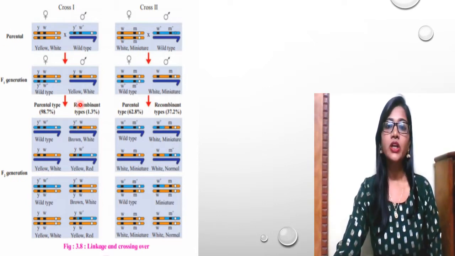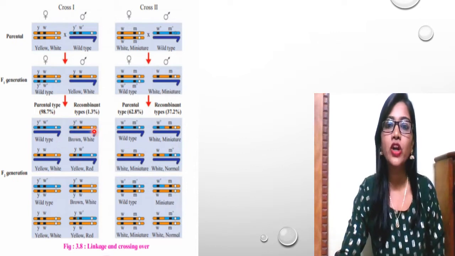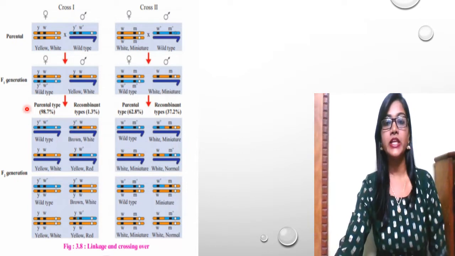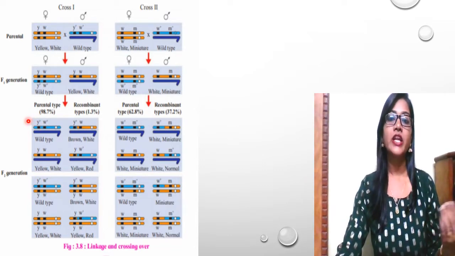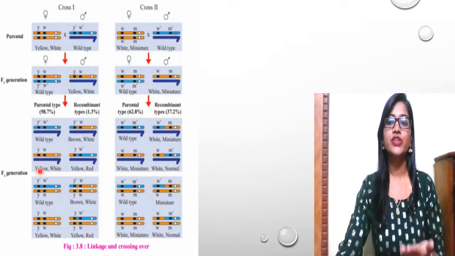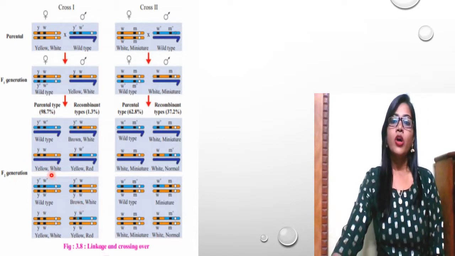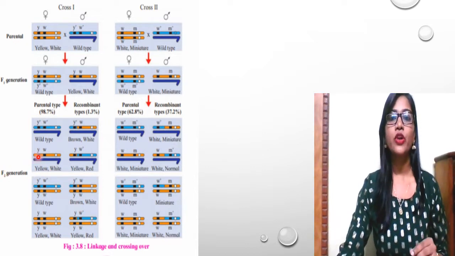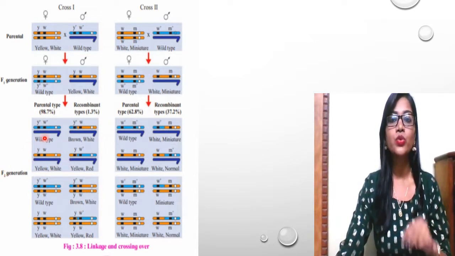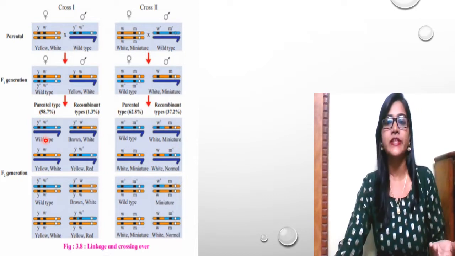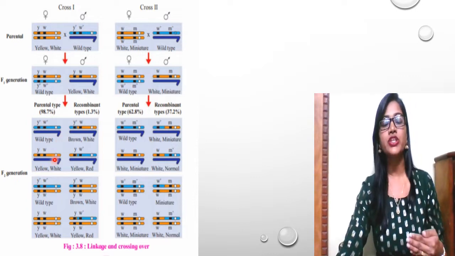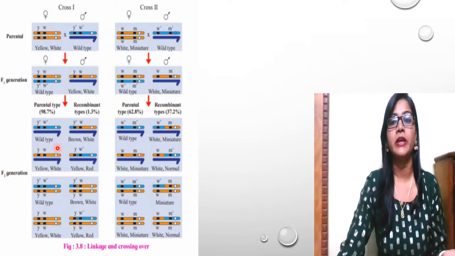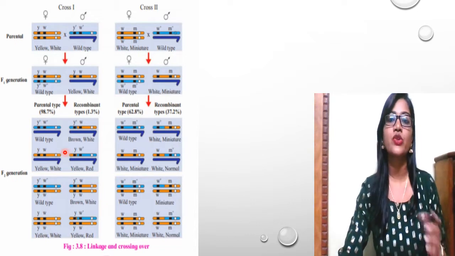So what kind of result did Morgan get? He observed that the two genes, the body color and the eye color, did not segregate independently of each other, and the F2 ratios deviated very significantly from the 9:3:3:1 ratio. Morgan and his group knew that the genes were located on the X chromosome and stated that the two genes in the diagonal cross are situated on the same chromosome, that is, the X chromosome. The proportion of parental combinations is much higher than the non-parental type. This occurs due to physical association, or linkage, of the two genes.